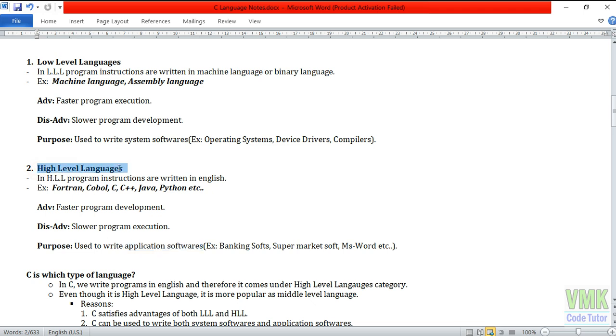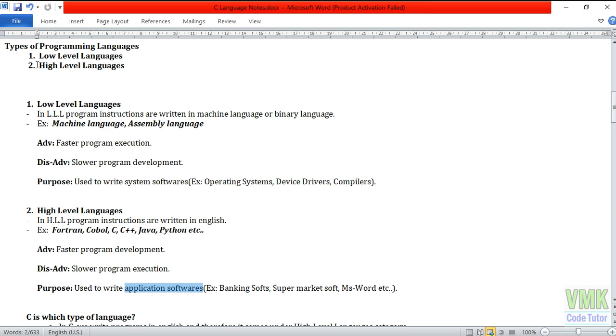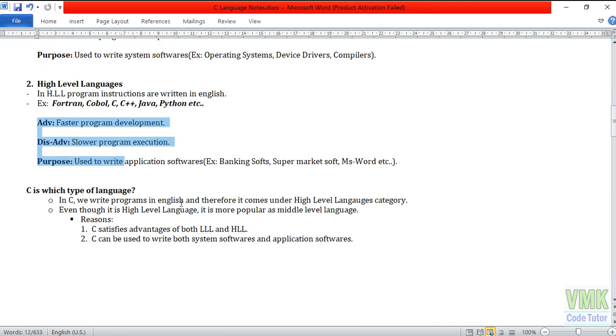So application softwares are written in high level programming languages. I repeat: in low level languages we write system softwares, the softwares which are useful for the computer to function. Such softwares are called system software. High level languages are used to write application softwares, which are useful for human beings. So we have two types of programming languages: low level language and high level language, and we have discussed their advantages, purpose and disadvantages.